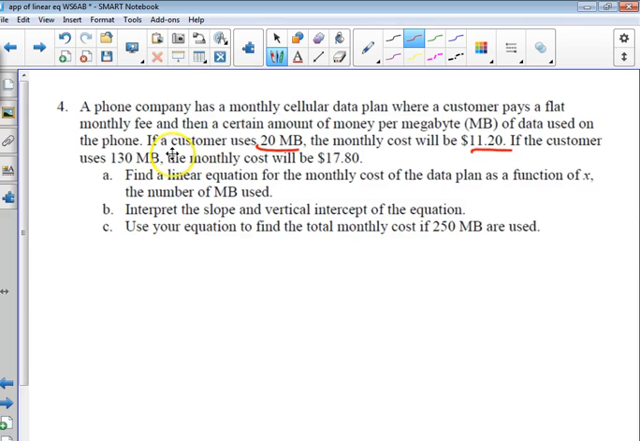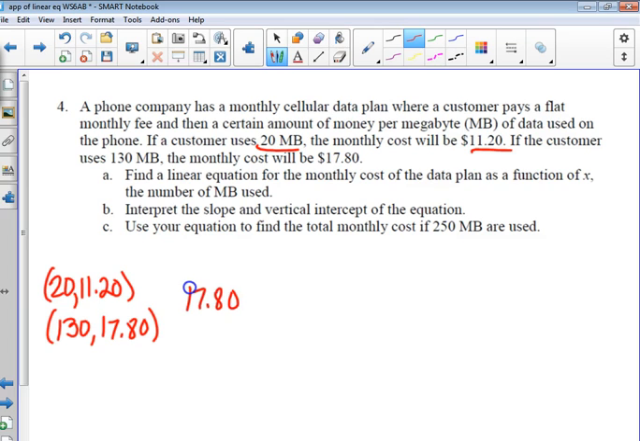So we're answering questions on worksheet 6B, or 6A right now, maybe. It says 20 megabytes makes your bill 11.20, and what else? Yeah. So to write an equation, ideas? Okay, you used point slope. So we start by finding the slope though, right?